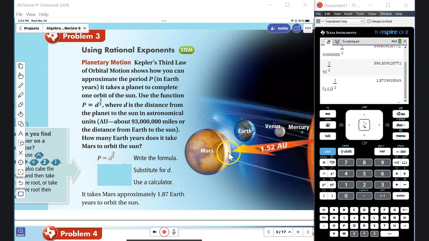So for Mars to the sun, it tells you it's 1.52. So that's what you're going to have to substitute into d, which I did here. We have 1.52 raised to the power 3/2. You're going to press enter, and your answer is approximately 1.87 Earth years.